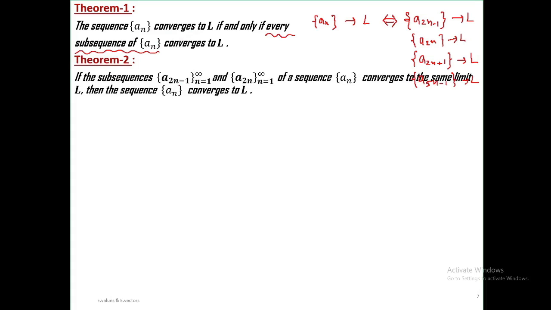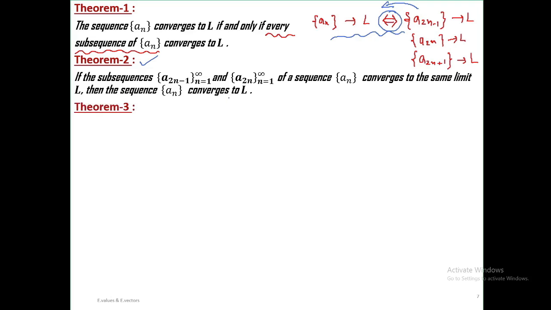Okay, next one, theorem number 2. If the subsequences a2n minus 1 and a2n of a sequence an converge to the same limit L, that means a2n minus 1 converges to L and a2n converges to L, two subsequences converging to the same limit, then the sequence an converges. This is obvious because it is an if and only if statement. Look at here, same statement only. If sequence an converges to L, then if and only if any two subsequences converge to the same limit. If any two subsequences converge to the same limit, then what is the conclusion? Sequence an converges, because it is an if and only if statement. That's what, from right hand side to left hand side, is this theorem statement. If the subsequences a2n minus 1 and a2n of a sequence converge to the same limit L, then the original sequence converges to L.